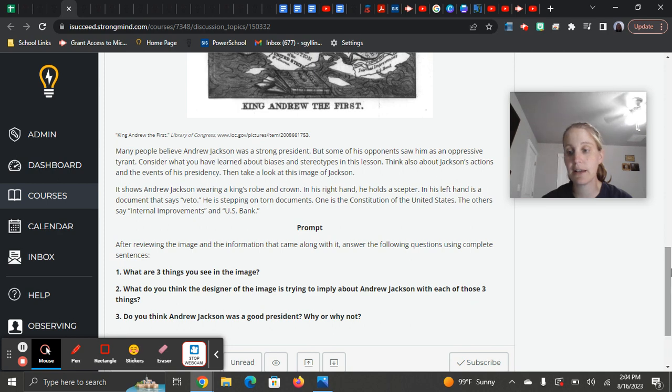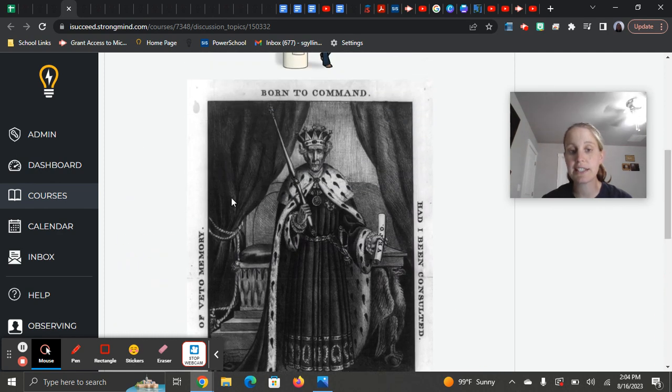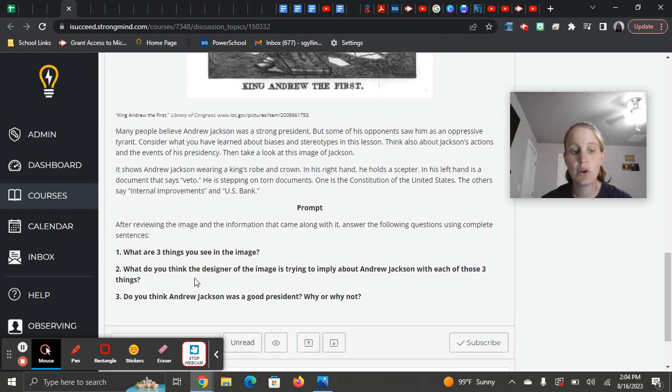So they gave you some good examples here. What are 3 things that pop out to you in this image that you think are important? Question number 2, what do you think the designer of the image is trying to imply about Andrew Jackson with each of those 3 things? So the important thing here is I don't want you to give me one answer. I really want you to give me 3 here. What do each of those 3 things mean? Why do you think that the artist put those 3 things in there?